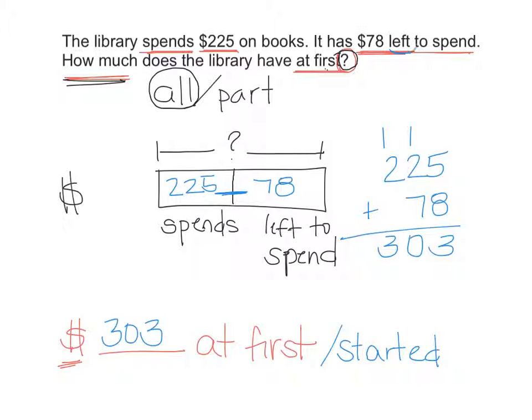Sometimes you might see that word, well, this is what they have left. Some people think that that's a subtraction problem, that if you have some money and you spend some, what you have left is a subtraction problem. But again, the question was how much did they have at first? So we had to put that question mark in the right place to see where to plug in our information and know that this was an addition problem.